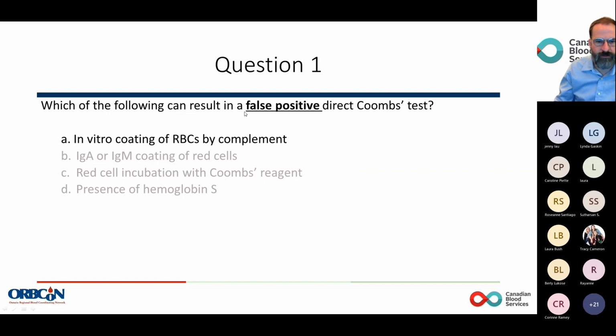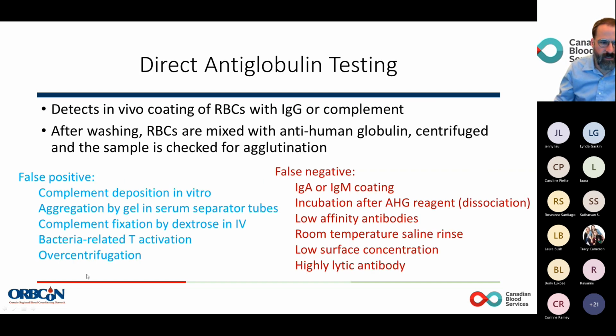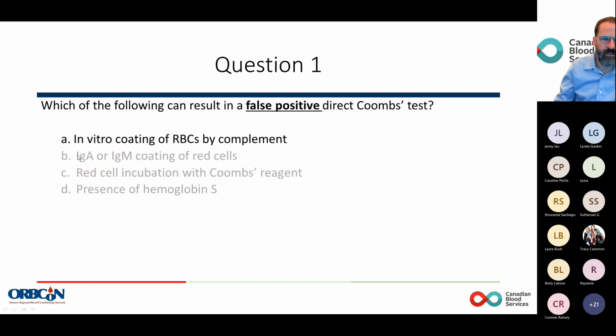So to go back to question one with the options that are there, we're looking at what could cause a false positive. So that's this side of the table here we talked about. So that's the in vitro coating of RBCs by complement. So this could result in a positive test, even though there isn't really any in vivo coating. All the other options here, the presence of hemoglobin S wouldn't be expected to cause in vitro agglutination. And then these two options would actually be expected to cause false negatives, not false positives. So A would be the best answer here.